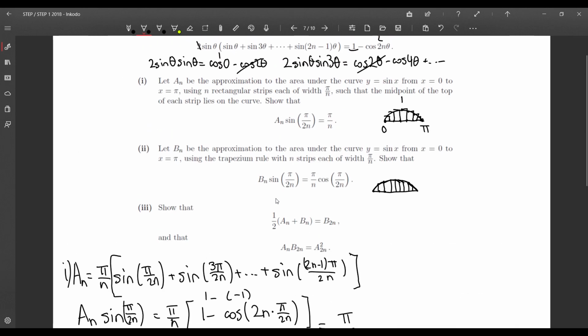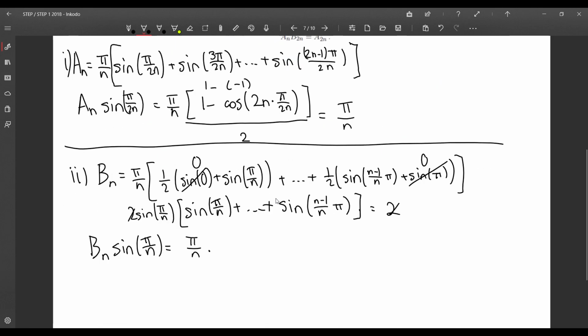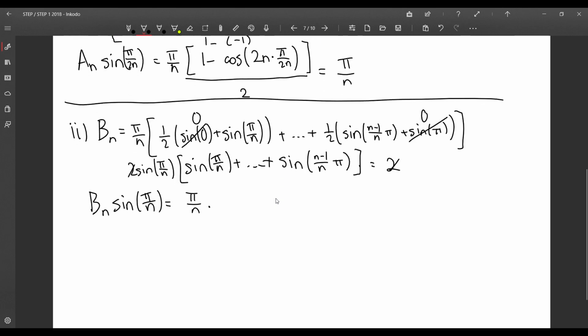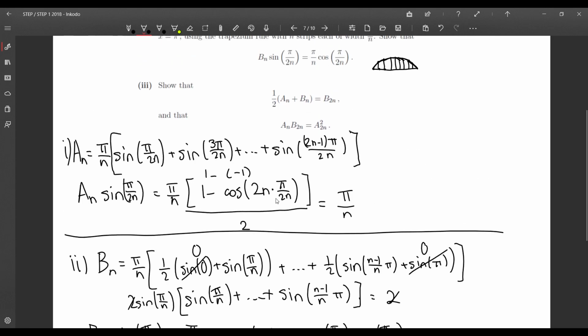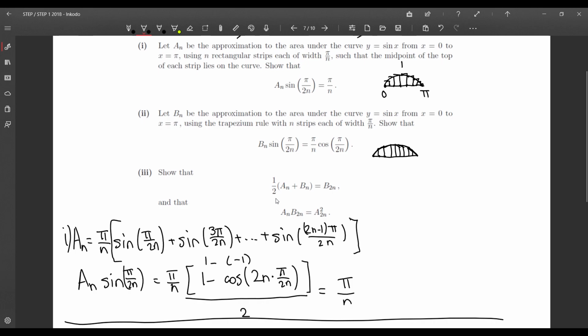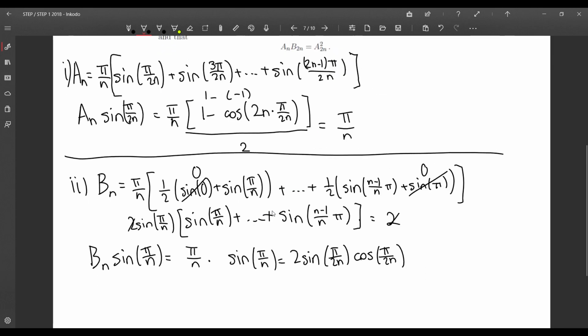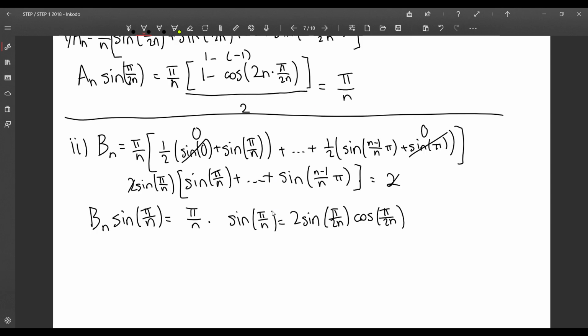But sine of pi over n is 2 sine of pi over 2n cosine of pi over 2n. So did I goof somewhere?